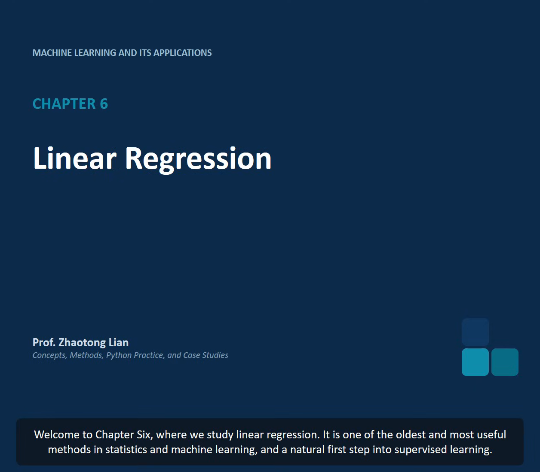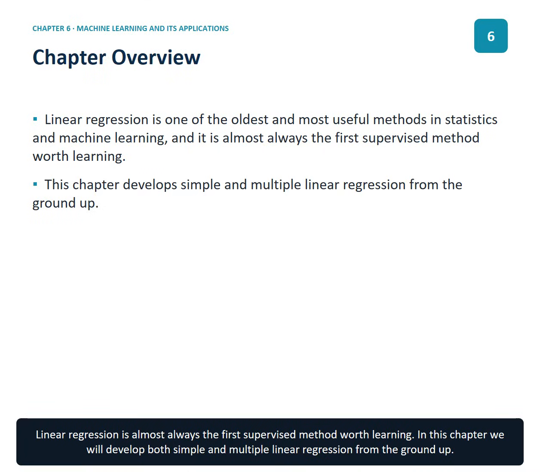Welcome to Chapter 6, where we study linear regression. It is one of the oldest and most useful methods in statistics and machine learning, and a natural first step into supervised learning. Linear regression is almost always the first supervised method worth learning. In this chapter, we will develop both simple and multiple linear regression from the ground up.